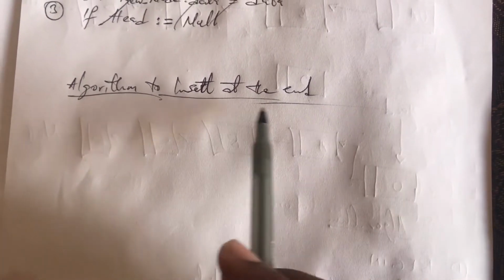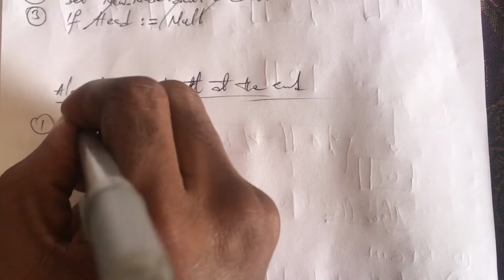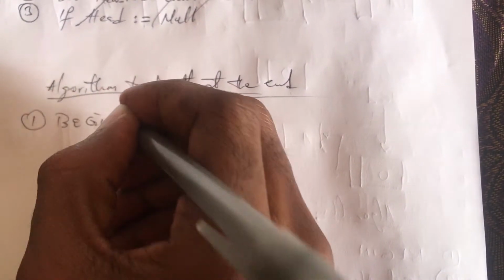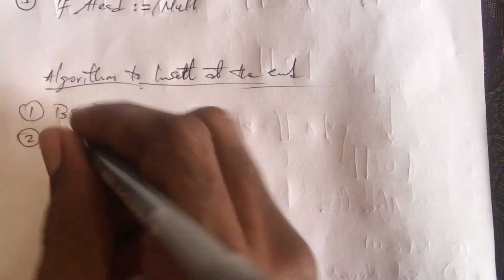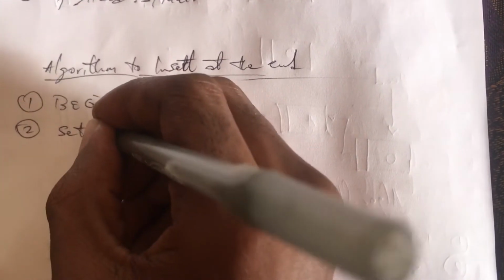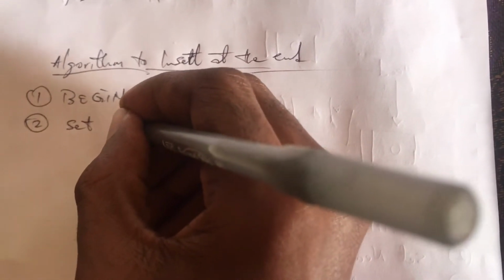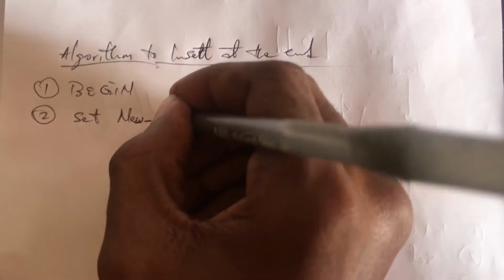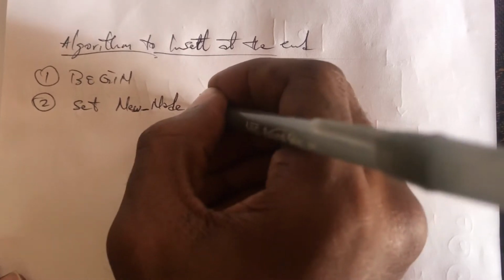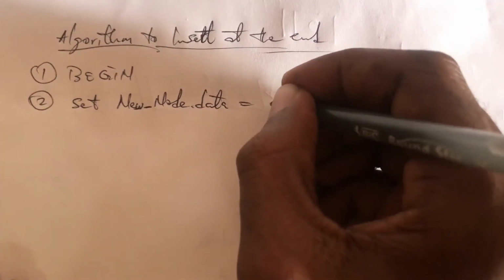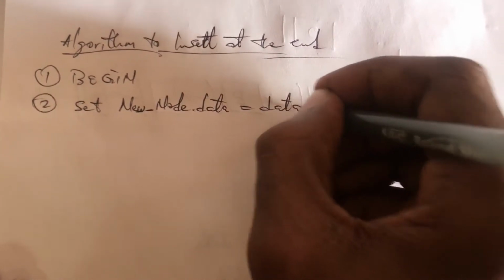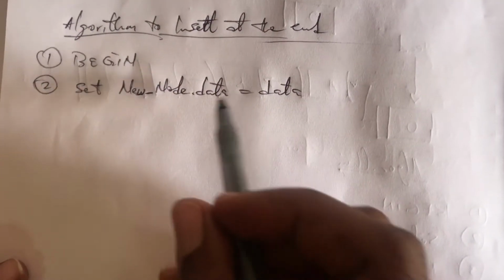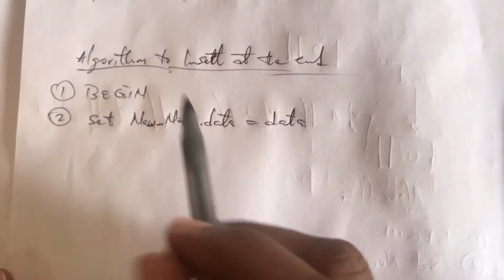Now it's time to write the algorithm to insert at the end after we've drawn the diagram. So first, as usual, we begin. Second, we initialize: set new node dot data equals data. That means we're assigning the data into the data part of the new node.